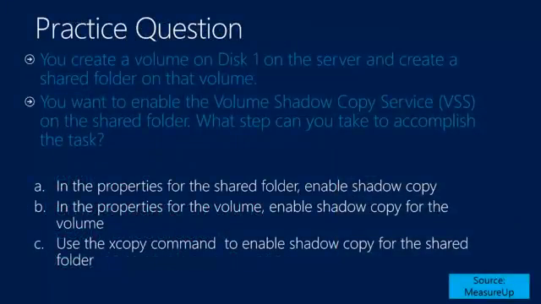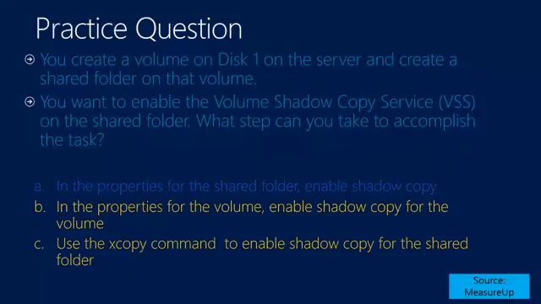Practice question. I'll just read it real quick. You create a volume on disk 1 in the server and create a shared folder on that volume. You want to enable the Volume Shadow Copy Service on the shared folder. What steps can you take to accomplish it? So it's not going to be one. I'm just going to go ahead and give it to you. In the properties for the shared folder, enable shadow copy? You won't be able to do that on that folder, but you can in the properties for the volume enable shadow copy for the volume. It's not the second one. This is a typo. That's actually the middle one. So in the properties for the volume, enable shadow copy for the volume.